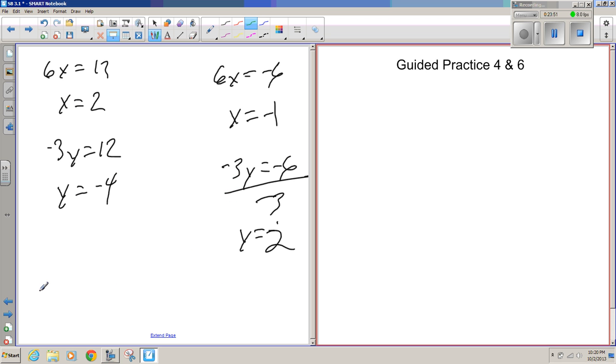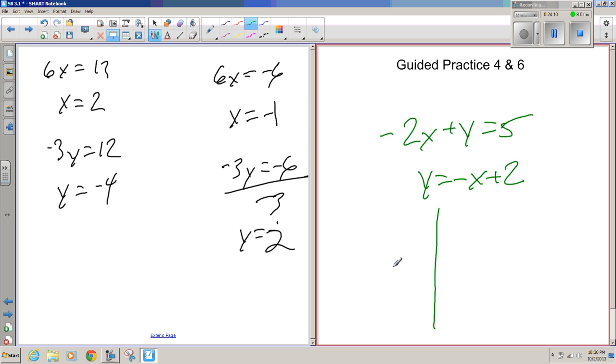All right, guided practice 4 and 6. I think we've been doing a lot of these problems, so let me just do number 6. Negative 2x plus y equals 5. y equals negative x plus 2. Here it's a little bit different form, but as long as we remember what we learned from chapter 2, we should be fine. So for the first equation, y-intercept is 5. The x-intercept is negative 2.5.